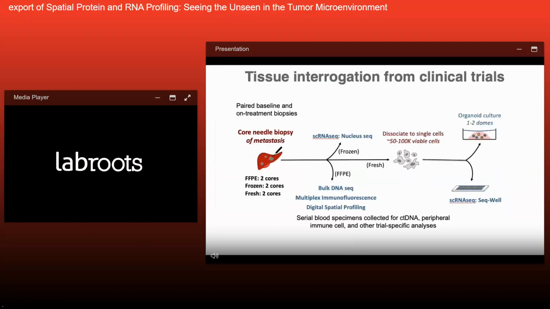This slide is an example of the types of correlative studies that we can do from core biopsies on these trials. By taking multiple cores from a core needle biopsy of metastasis, we're able to perform multiple studies, including single-cell or single-nucleus RNA sequencing, bulk DNA sequencing if needed, and also spatial profiling such as multiplex immunofluorescence and spatial transcriptional profiling. When possible, we also dissociate a core and try to derive organoid cultures that allow us to then study how that tumor responds in vitro.